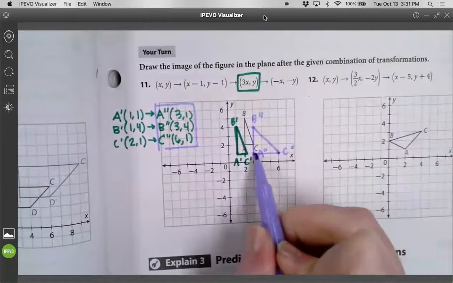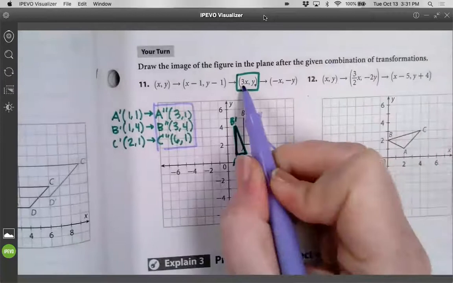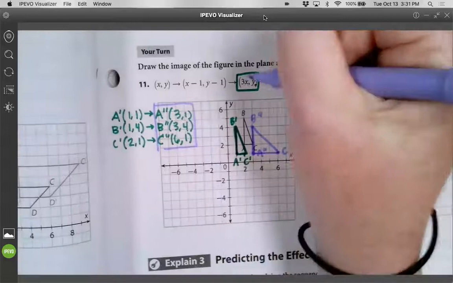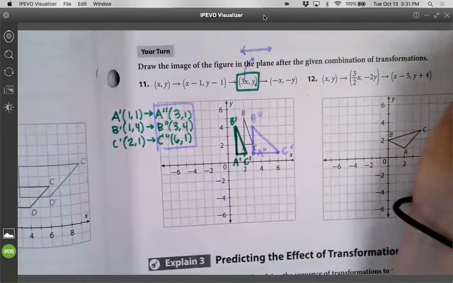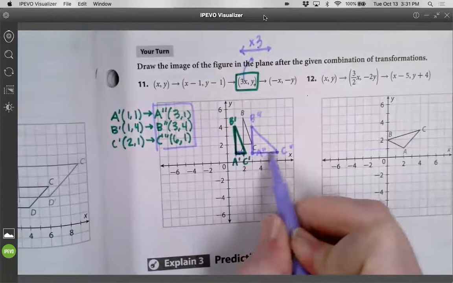So let's take a minute and examine what has changed here. The height is still the same. That makes sense because nothing changed with our y numbers. Our x numbers increased by a factor of 3. So what we would expect to see is that the side-to-side lengths are going to get multiplied times 3 as well. Let's see if that's what happened. A prime, C prime used to be 1 unit long, and now we are 3 units long over here.